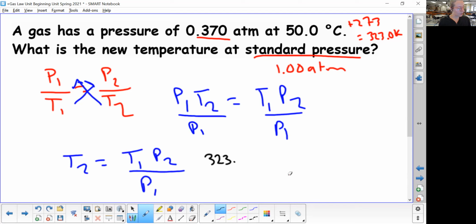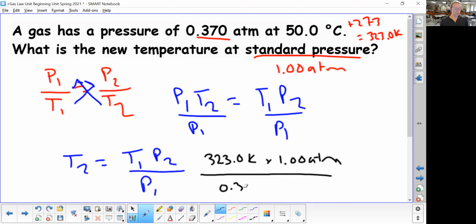Our final pressure is the 1.00 atmospheres, and it started at 0.370 atmospheres. Again, when you're thinking through this, we already anticipated what should happen to the temperature. It should go up, okay? And it's really going up by a factor of almost 3, because 0.33 times 3 would be 1. And so we should see a large increase in the temperature, almost 3 times.